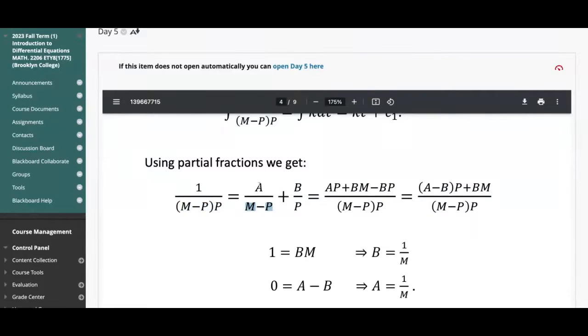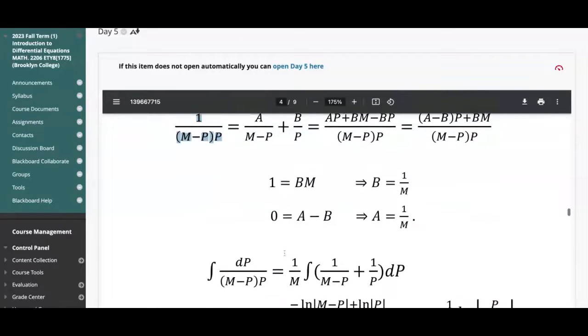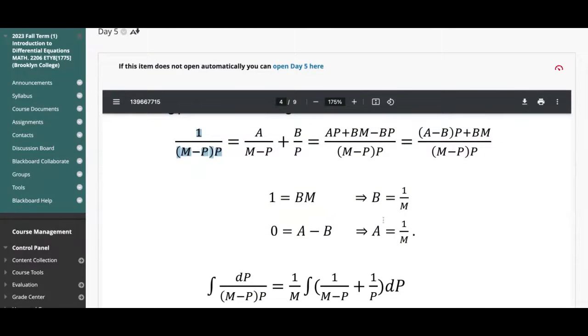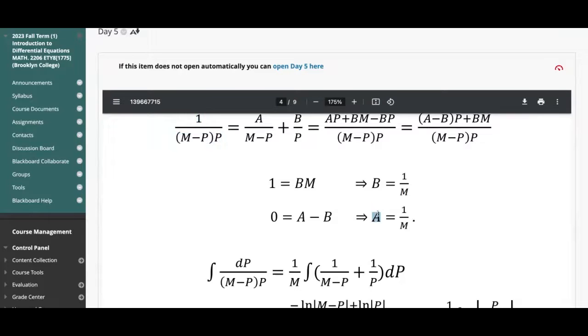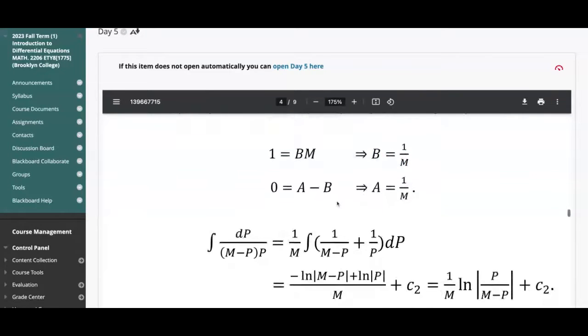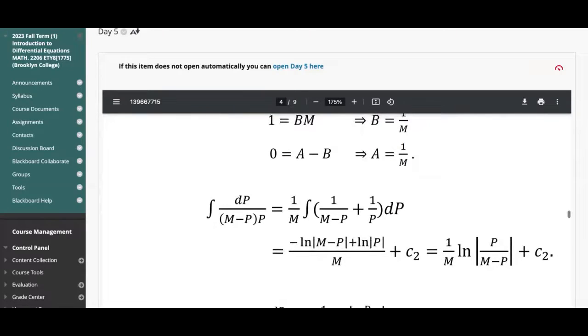You know, we want to find a over one factor, and b over the other factor, which makes this. So to do that, we find a equals 1 over m, b equals 1 over m. Okay, same thing. So integrate this, right? We get a 1 over m times both of these.